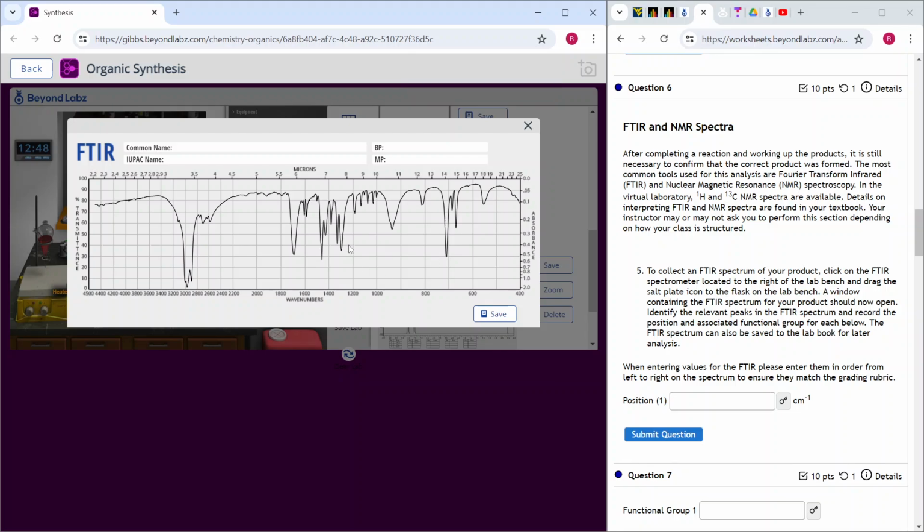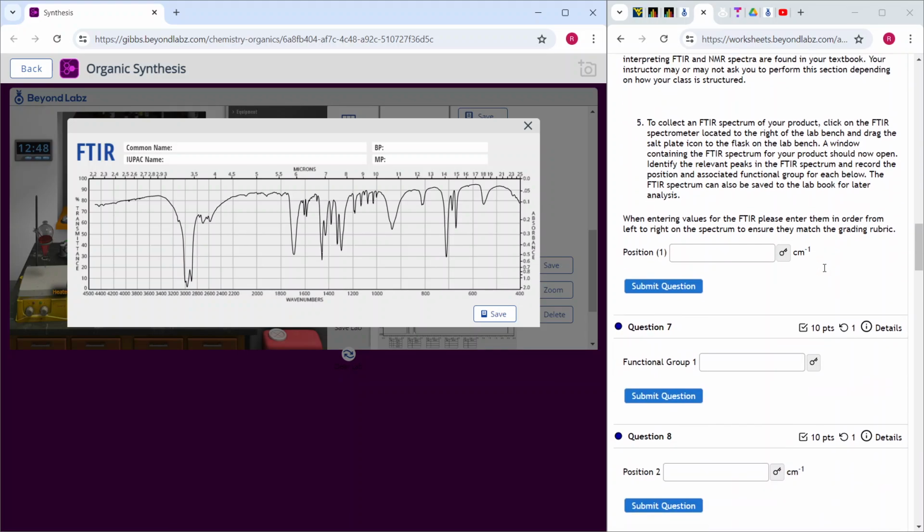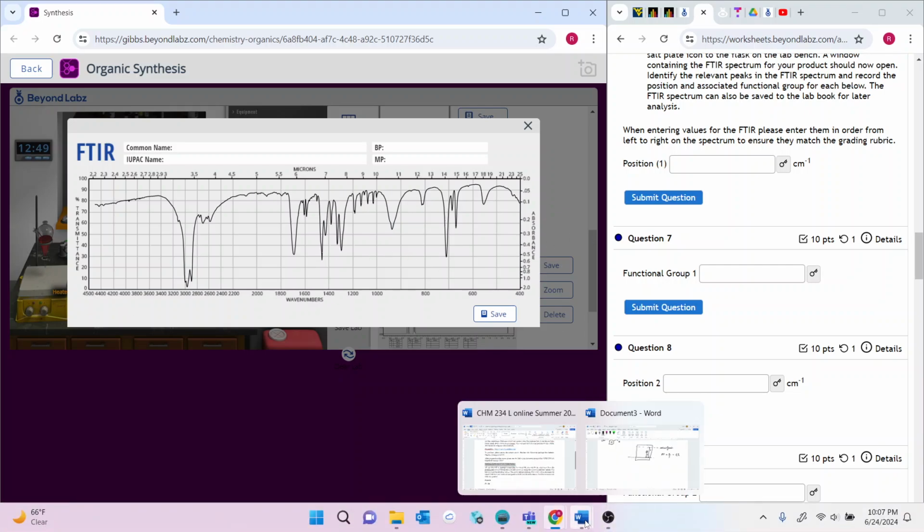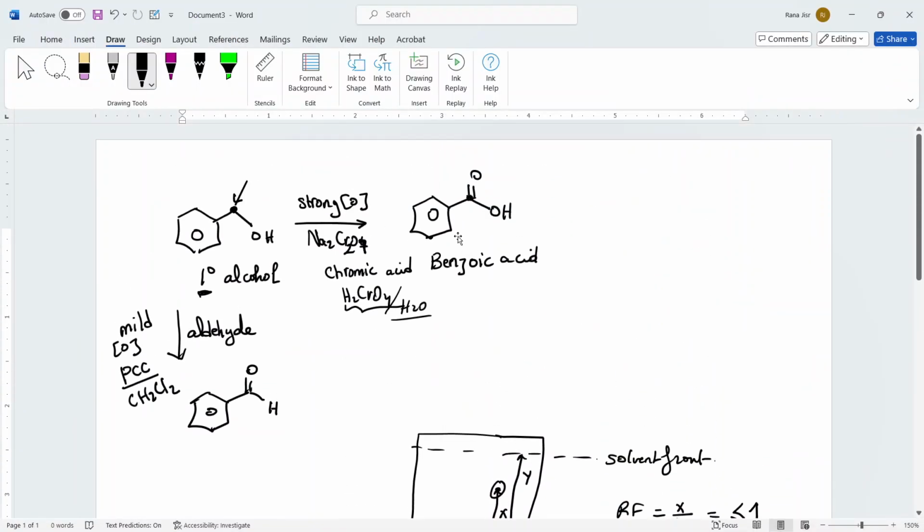There are spectroscopy tables on eCampus. Please use them because they are very important. So it tells you whenever you want to read the IR, you have to read it from the left to the right. Okay. Now I know that if you look at your product in there, I am analyzing the functional group in the FTIR.